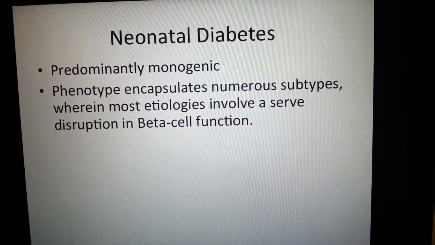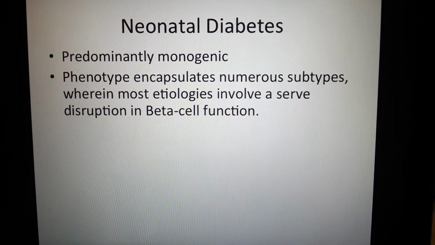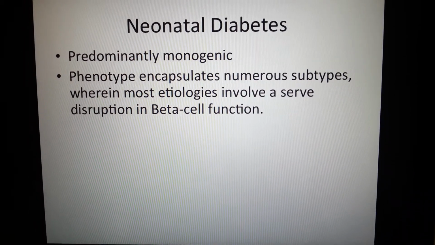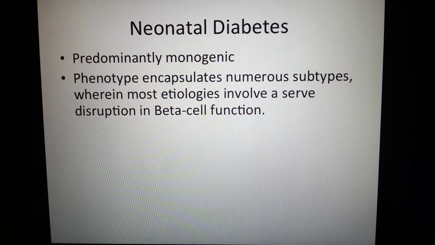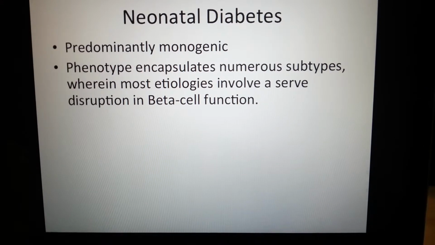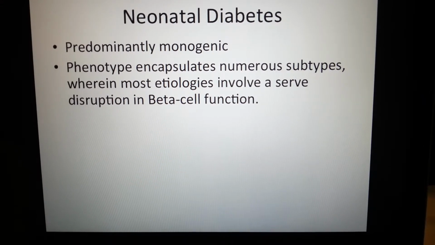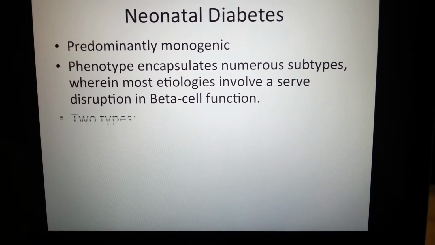Neonatal diabetes is predominantly monogenic. This means that mutation is happening in a single gene, which leads to the cause of diabetes. Phenotype encapsulates numerous subtypes, wherein most etiology involves a severe disruption in beta cell function.